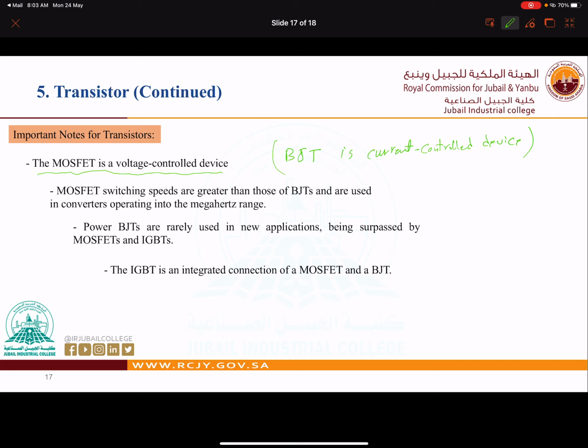MOSFET switching speeds are greater than those of BJTs and are used in converters operating in megahertz ranges. So it is a very huge range, right? Now, for power, BJTs are rarely used in new applications, being surpassed by the MOSFET. So the MOSFET and IGBT are mostly used in industry. As I said, the IGBT is an integrated connection of MOSFET and BJT. This is very important, shabab, to be understood, inshallah.